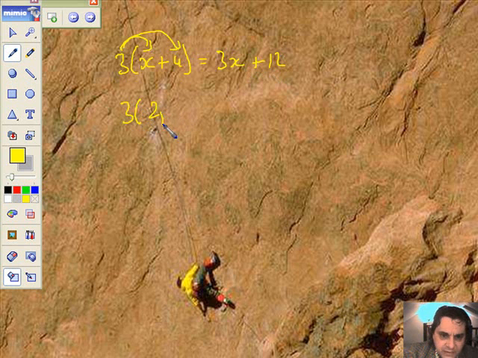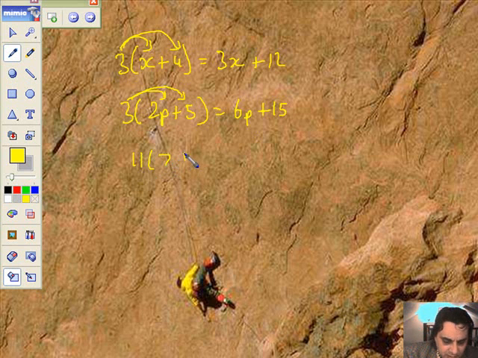Now let's just do D. 3 lots of 2p plus 5. Well, 3 times 2p is 6p, and 3 times 5 is 15, and it's positive 15 because the plus is right there. We'll do the last one.